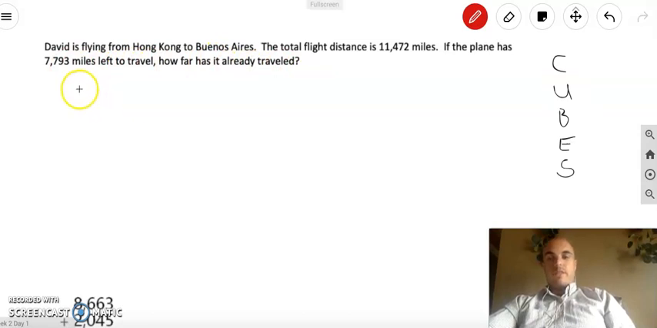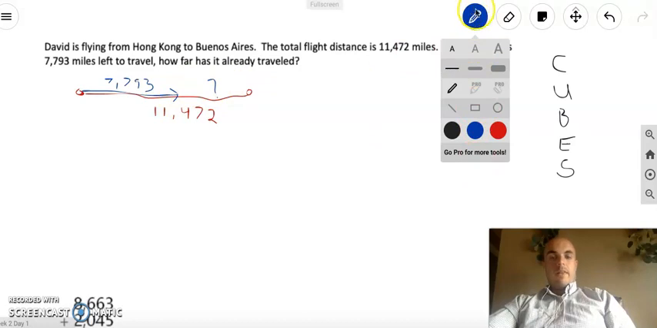So if I were to draw a picture of this, let's say Hong Kong is here, Buenos Aires is here. The total distance to it is 11,472 miles. So far, he has, in his plane, only gone about 7,793. So what we're looking for is to find this piece here, how much left he has to go. So let's cubes this and see if we can find a method to help us.